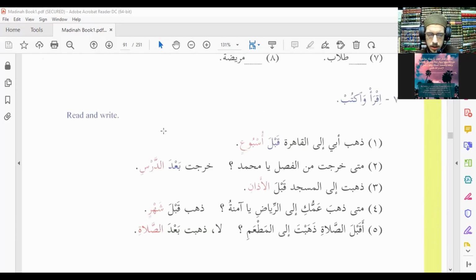Read and write. Okay, this is something we saw previously, but they're going to re-emphasize it. اقرأ واكتب. Go ahead, just read them out loud, and we'll just point out a couple things. ذهب أبي إلى القاهرة قبل أسبوع. Good. ذهب, he went. My father went to Cairo a week ago. Okay, so this is the Arabic backwards for English speakers of what is ago. Usbu' is a week. So qabla usbu'in is literally before one week, and figuratively a week ago.